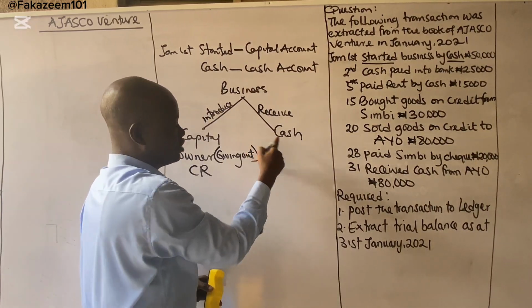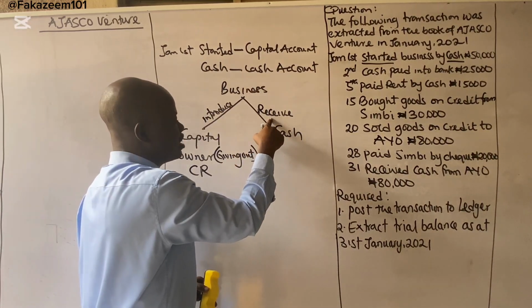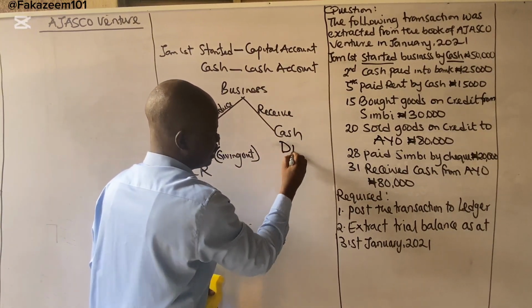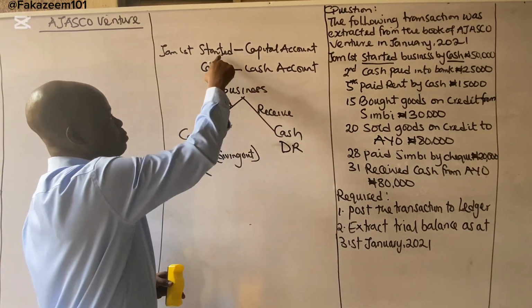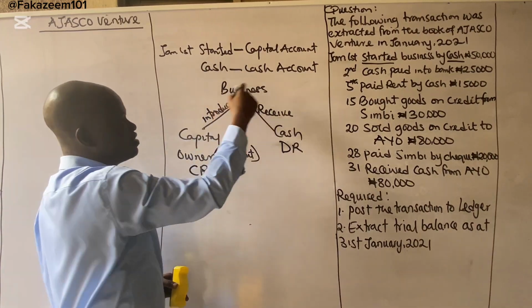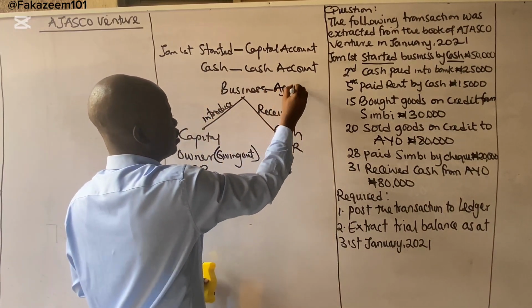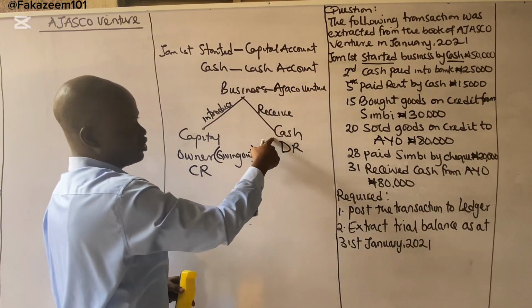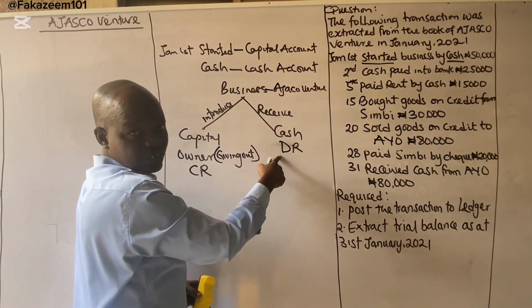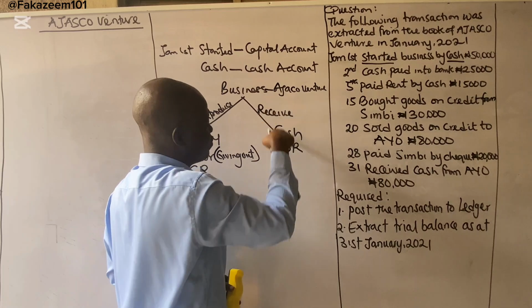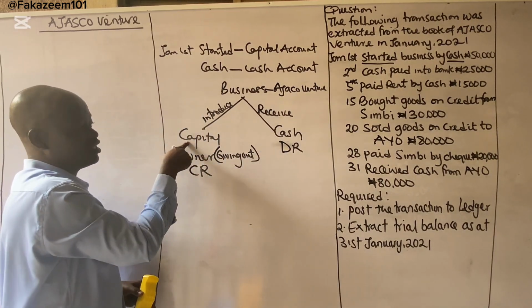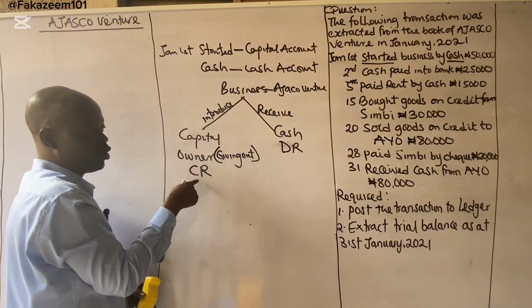And by receiving cash, we said anything the business receives should be debited. In that case, if we start business by cash, what the business receives, which is Ajasco Venture, is cash, debit. Where did Ajasco Venture receive this cash from? He received it from the owner. The owner is being represented by capital. The owner will be credited.